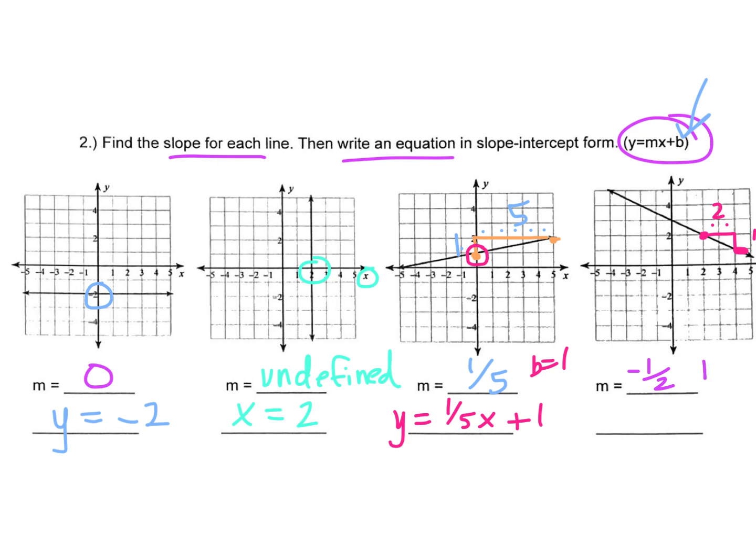My b is the intercept where it crosses the y-axis. This one crosses at 3. Now to write the equation, I just fill in those 2 spots. I fill in the slope where the m is and the intercept where the b is. So this is -1/2 x plus 3.